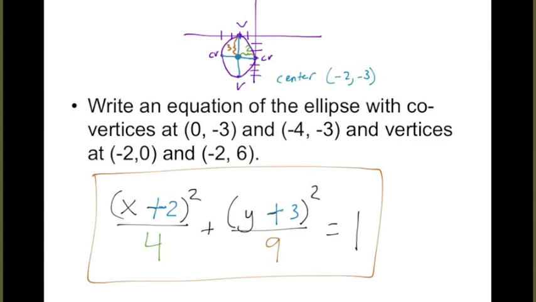How can you know what the center is? You want to line up your vertices and co-vertices and find what falls exactly in the middle of the picture.